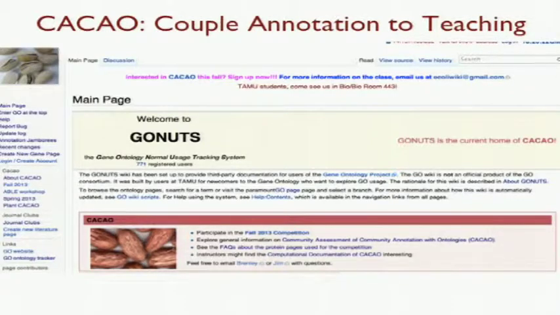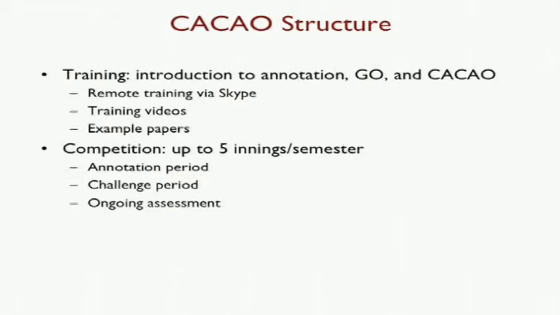Okay, so the basic idea behind CACAO is that first we give some really basic training to students about the general idea of annotation, what it's good for, the idea of gene ontology, and the rules for CACAO. And we actually do this not just at Texas A&M, we do this at other participating institutions.